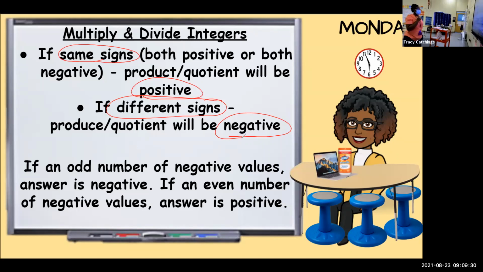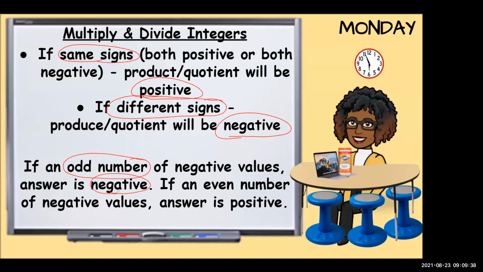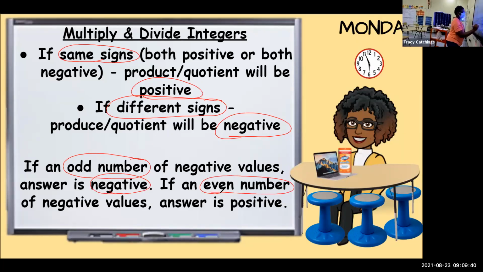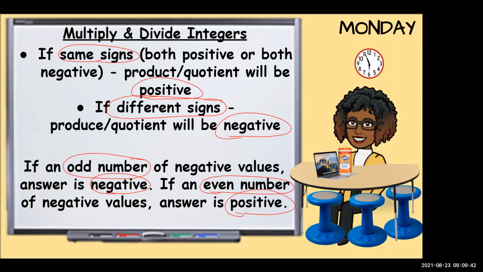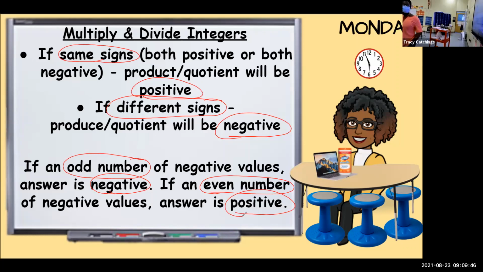It also gave us some things at the bottom when we have negative numbers. If we have an odd amount of negative numbers, the answer will be negative. And if we have an even amount of negative numbers, the answer will be positive. Two rules: same signs positive, different signs negative.